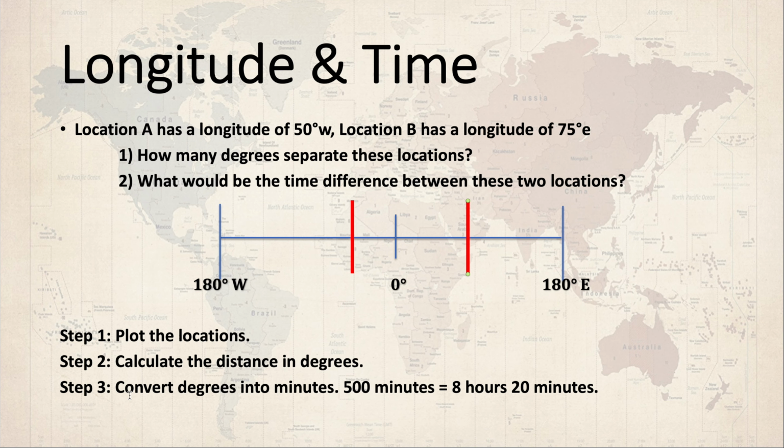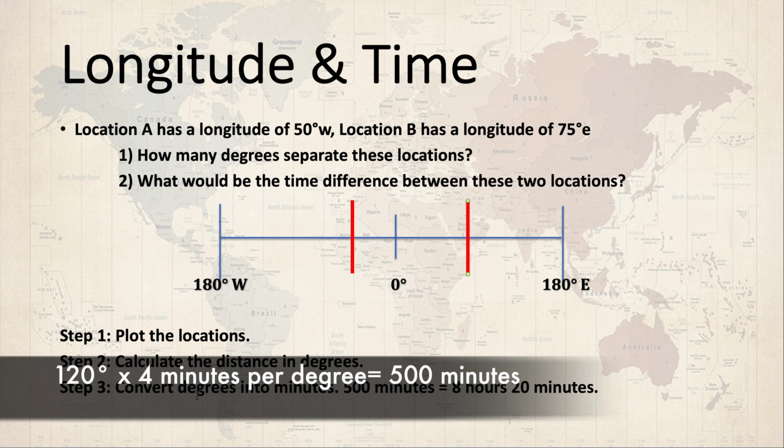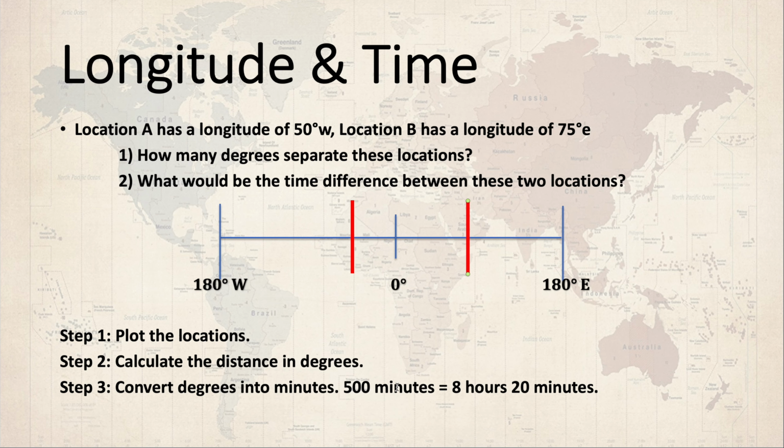The next step is to convert the degrees into minutes. So as we learned on that second slide of this presentation, we know that 1 hour is equal to 15 degrees, and we know that 1 degree is equal to 4 minutes of time. For our purpose here, I'm just going to use minutes. I think it'll just be easier for us. So I take my 120 degrees and I multiply it by 4, right? Because 4 minutes per degree. So I get a total of 500 minutes separate those two locations.